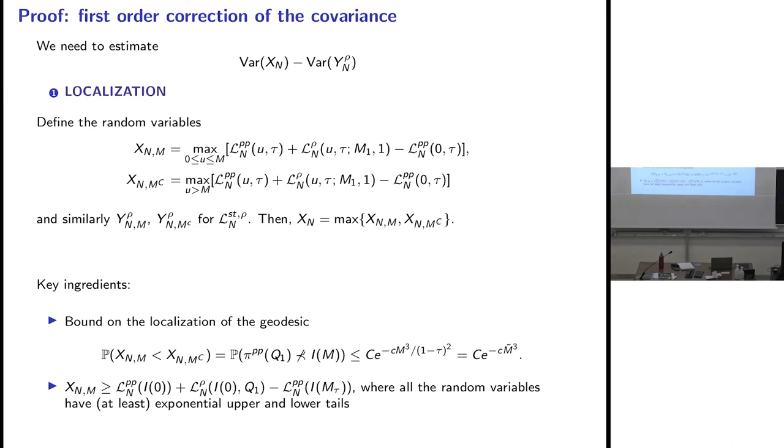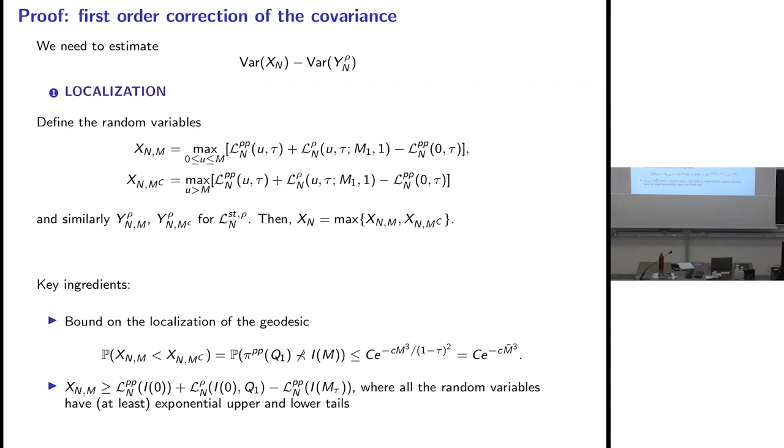To prove that the error term is small, of course, you need to use the bounds on the localization of the geodesic. The error term will depend on the probability of the event that the LPP obtained by maximizing in 0,m is smaller than the LPP maximizing for u greater than m. This is bounded by the localization result that I introduced before: we know that the path doesn't go too far from the diagonal, so this cannot happen with reasonable probability. And then the other ingredient is the tail estimate.